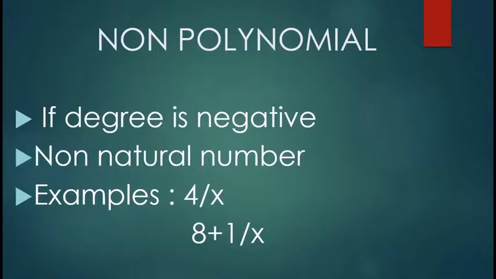Now let's move on to non-polynomial. If the degree is negative or not a natural number, then the expression is called a non-polynomial. For example, 4/x. Here x's degree is minus 1. It is not a natural number, therefore that expression is a non-polynomial.